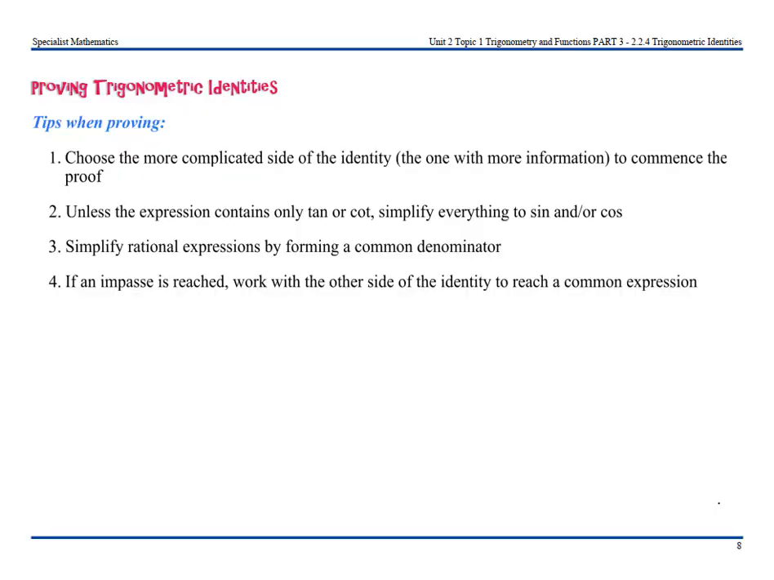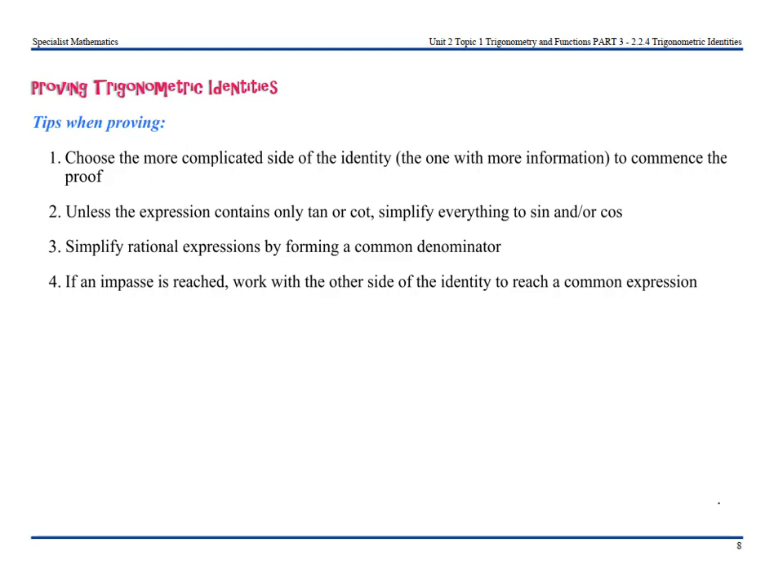This video goes through proving trigonometric identities. Now, there are a few tips to help you along the way. First of all, choose the more complicated side of the identity, the one with the more information, to commence the proof. Second, unless the expression contains only tan or cot, simplify everything to sine and/or cos.